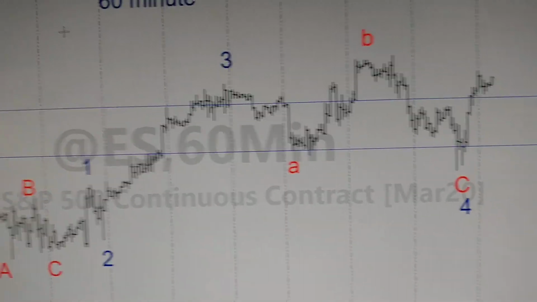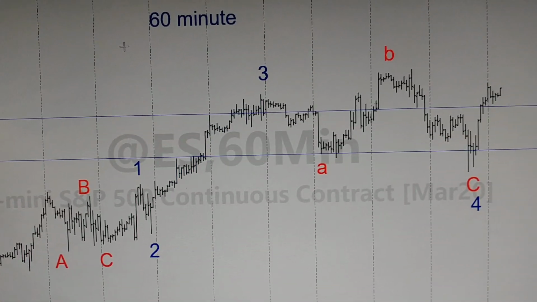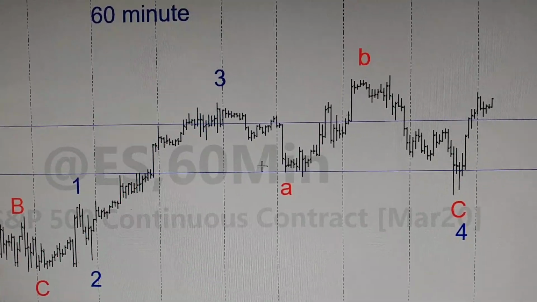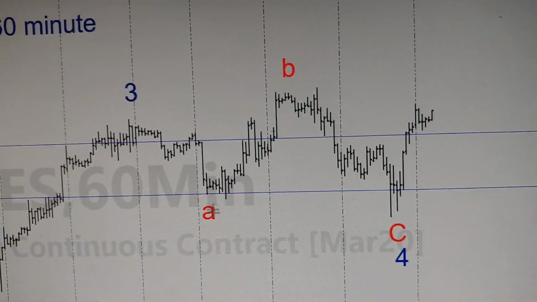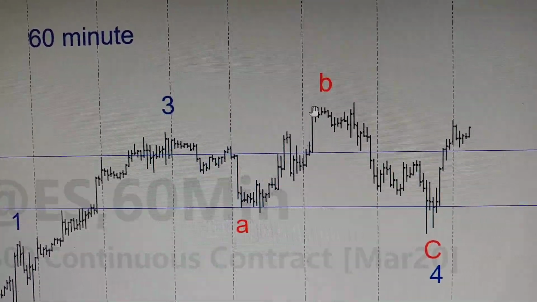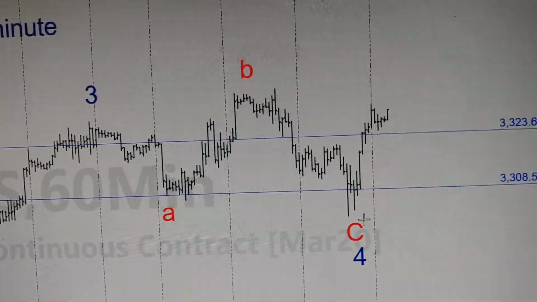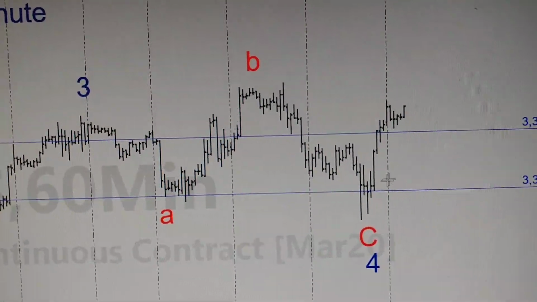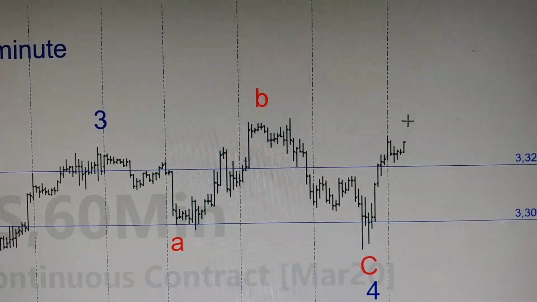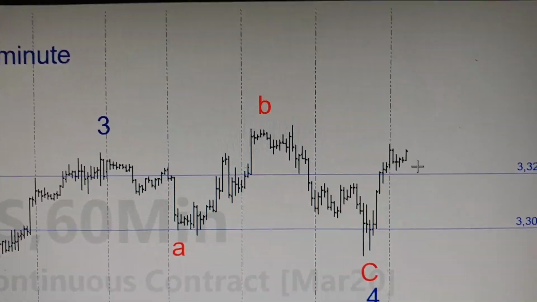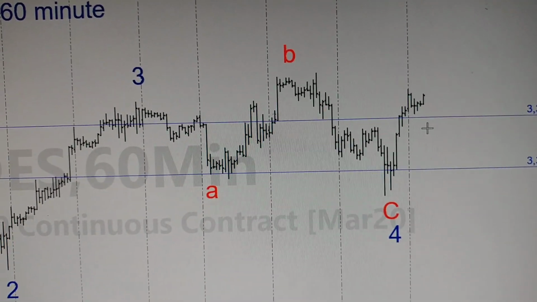Here's the first option: 1, 2, 3. We got a big flat pattern, an A, a B that went above the 3 for a flat pattern, back down to a C, 4. If this is the case, we're done correcting, and this is the first wave up of 5 to higher highs, if this count is correct.